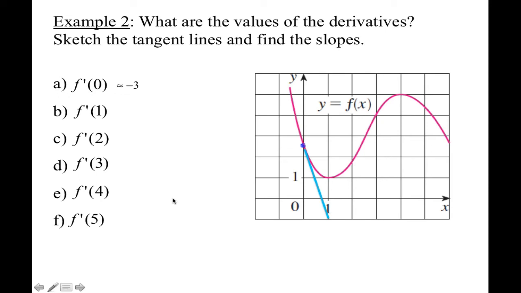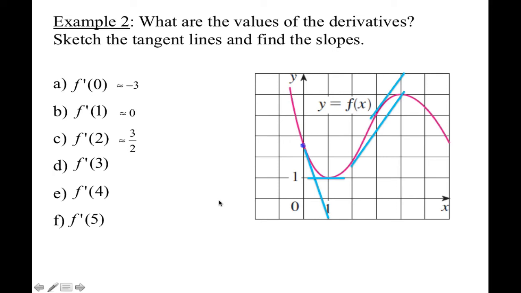All right, let's see how we did. So at x equals 1, when you draw the tangent line, you should have a horizontal tangent line. That one, everyone should have gotten a slope of 0. At x equals 2, you should have gotten approximately 3 over 2. I used this point and I went up 3, 1, 2, 3, and over 2, 1, 2-ish, about.